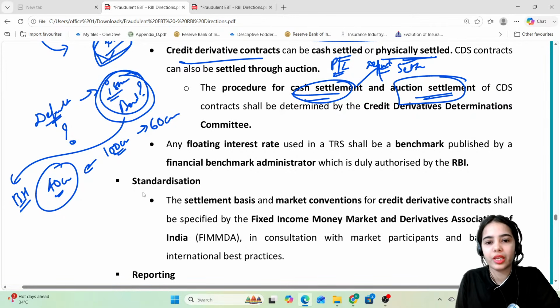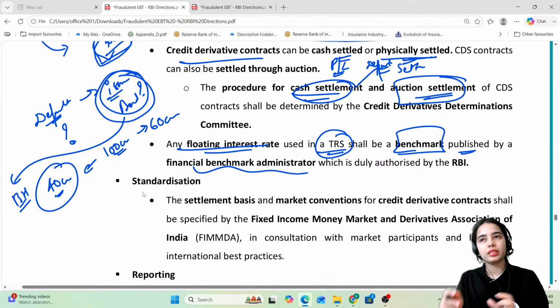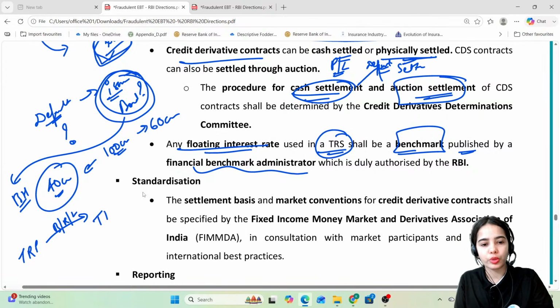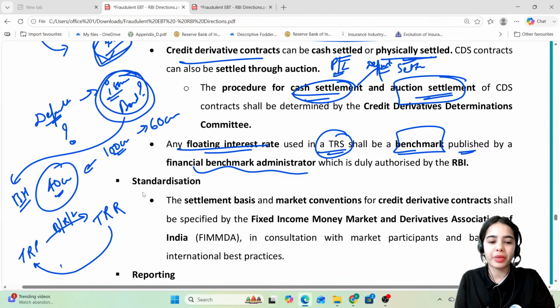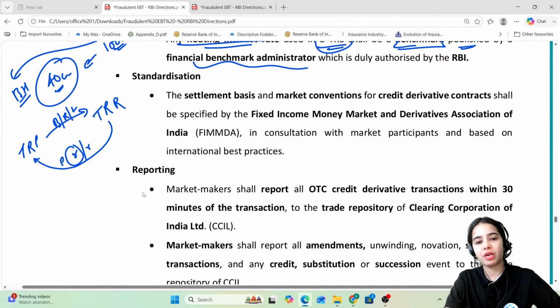transferred. Okay. Any floating interest rate under the TRS shall be a benchmark published by the Financial Benchmark Administrator. So in the TRS, the total return payer is paying the bond returns, whatever returns are there from the bond, to the total return receiver, and the total return receiver is giving a predetermined floating interest rate or the fixed interest rate. The floating interest rate should depend upon a certain benchmark that is published by the Financial Benchmark Administrator.